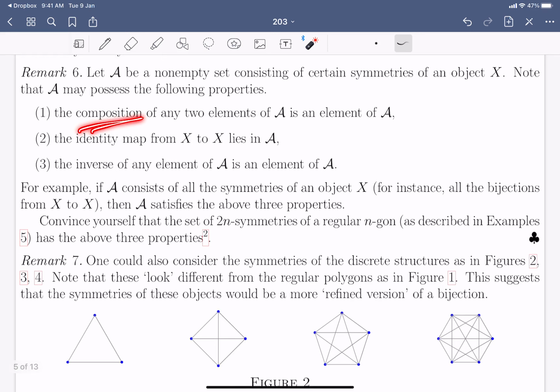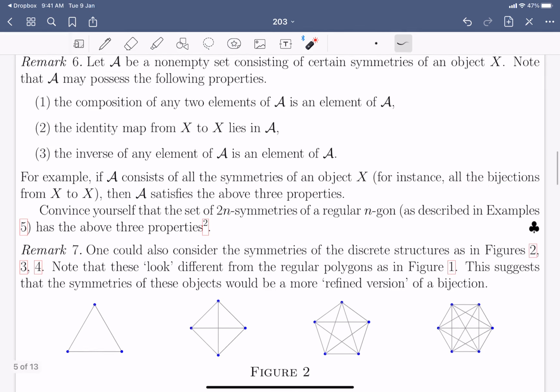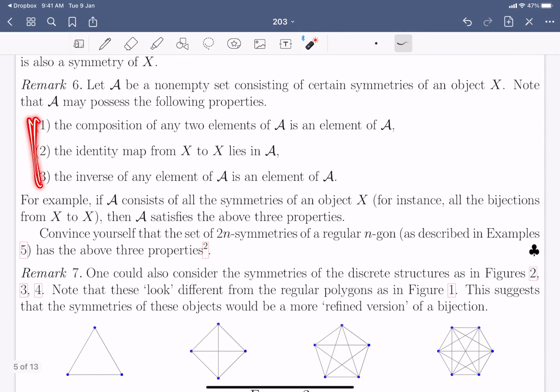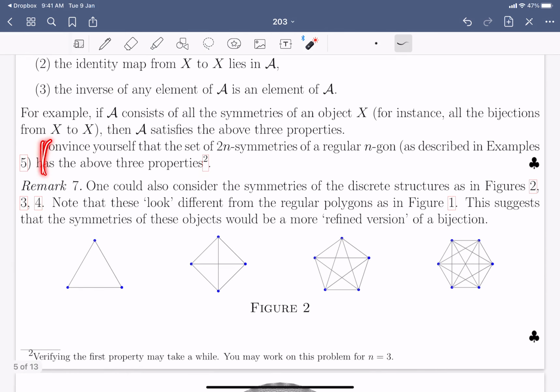Again, you have to make sense of what you mean by composition, what you mean by inverse. So we'll come to that later. For instance, if we consider the set A consisting of all the symmetries of a given object, for example all bijections, then you can verify that all these three conditions are valid for this set A. Also the symmetries of this regular n-gon that you have considered, n rotational symmetries and n reflections. So altogether the 2n symmetries that you have considered have these properties.